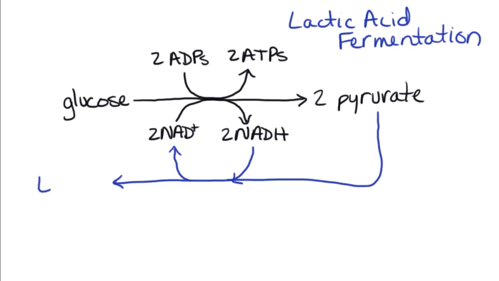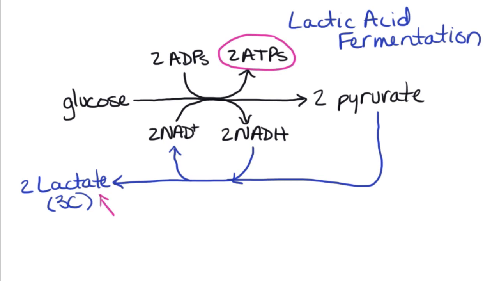And when it does that, it is going to produce 2 lactate molecules. These lactate molecules themselves are both 3 carbon molecules. And recall that the pyruvate itself was 3 carbon molecules. So we start with 6 carbons in our glucose, and we really still have 6 carbons that are organic inside the cell. So if we talk about the overall yield of lactic acid fermentation, it is just going to be the 2 ATPs that we see up here. The lactate, even though it's an organic molecule, in this case, this is considered waste, and that would be the end of the lactic acid fermentation.